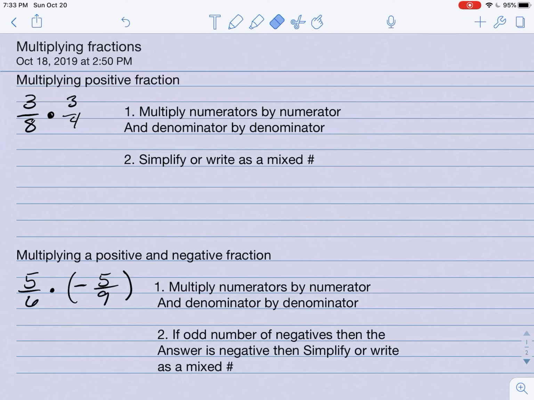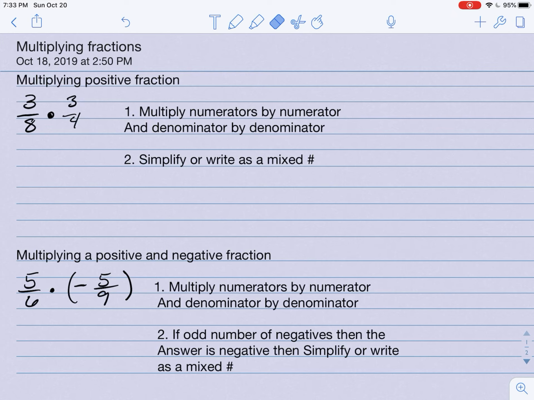All right, looking at multiplying fractions. Unlike adding and subtracting fractions, when you multiply fractions, you just have to multiply the numerators together and the denominators together. And that will give you your new fraction. And then once you get that, you might have to simplify or write as a mixed number. So let's look at this first one.